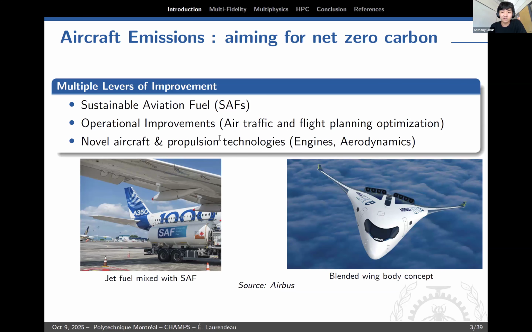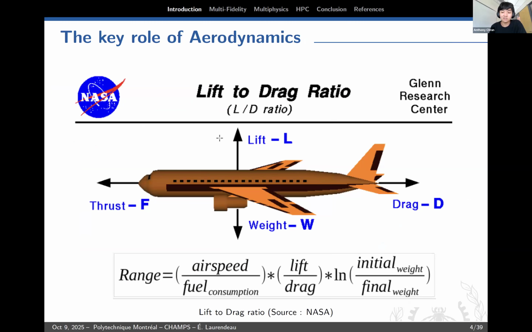Talking about aerodynamics, this is one of the key aspects in emissions reduction, as one very important feature of aerodynamics is the lift to drag ratio. This metric basically dictates the range that an airplane can achieve. We can see here down below in what's called the Breguet equation that for a target fixed range of an aircraft, increasing the lift to drag ratio will induce a reduction in fuel consumption. So this aligns perfectly with the goal of reducing emissions.